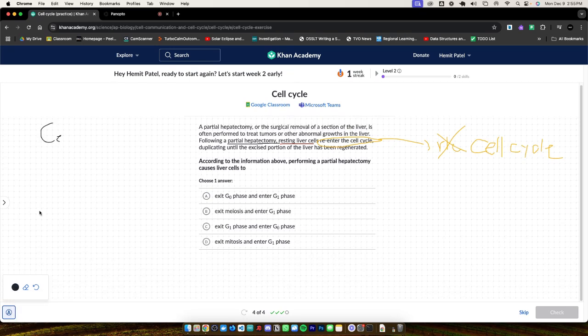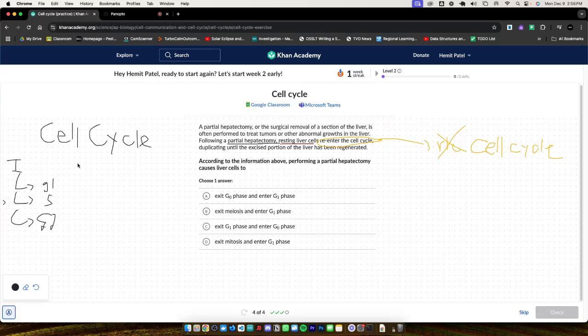So within the cell cycle, you have a couple of processes. So within interphase, I'll say I, you have your G1, G2, and you have your G1, S, and then G2 phase.